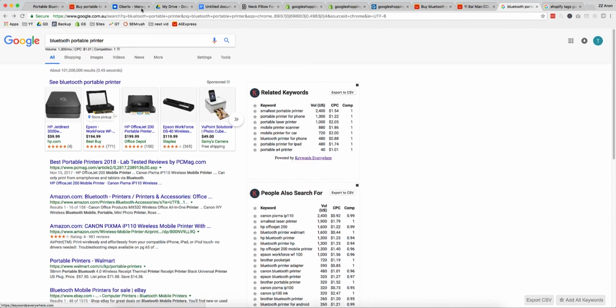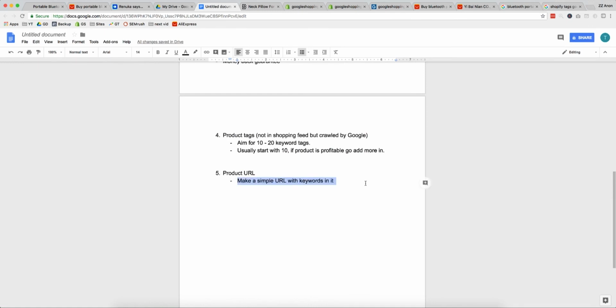It's pretty simple. And then product URL: make sure it's not a really, really long URL, right? Because I know sometimes when you import from Oberlo or Dropified, it takes the product title of the AliExpress product with a really, really long URL. So just make sure that it's a really simple URL with keywords in it.